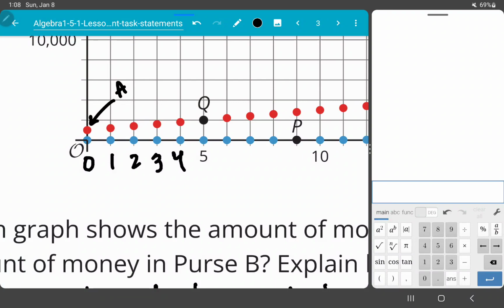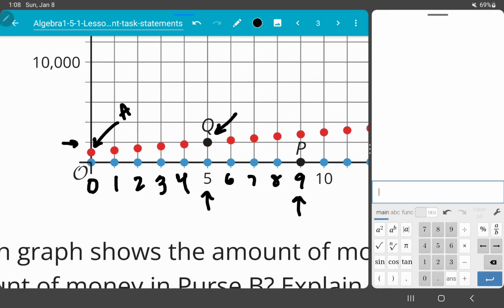So the x value for point P should be 9, because this is 5, 6, 7, 8, so that one's 9. And then for point P, it's a little bit hard to tell the y value because it's so close to the horizontal axis. So I think we're going to need to calculate that one. And then looking at point Q, we can tell that the x value is 5. And the y value looks like it's right on the money on this line.